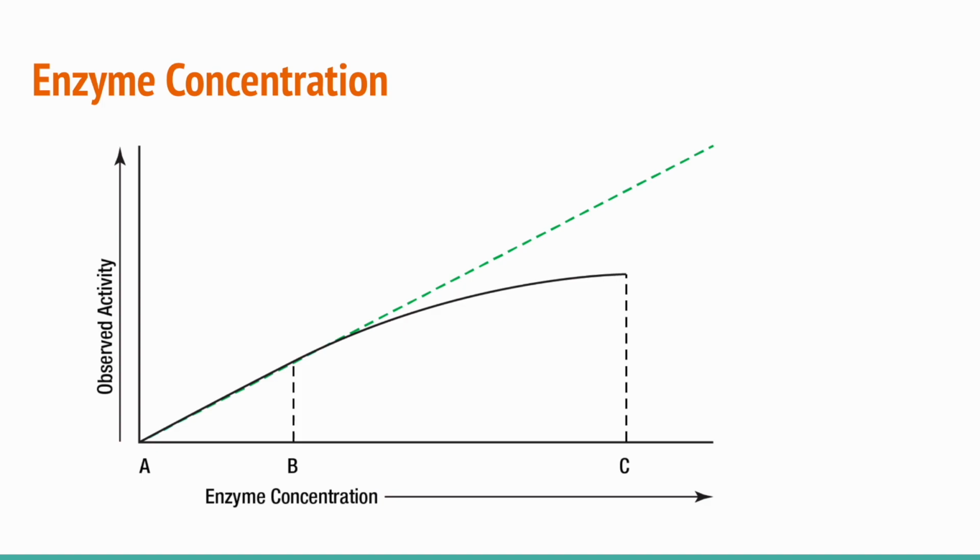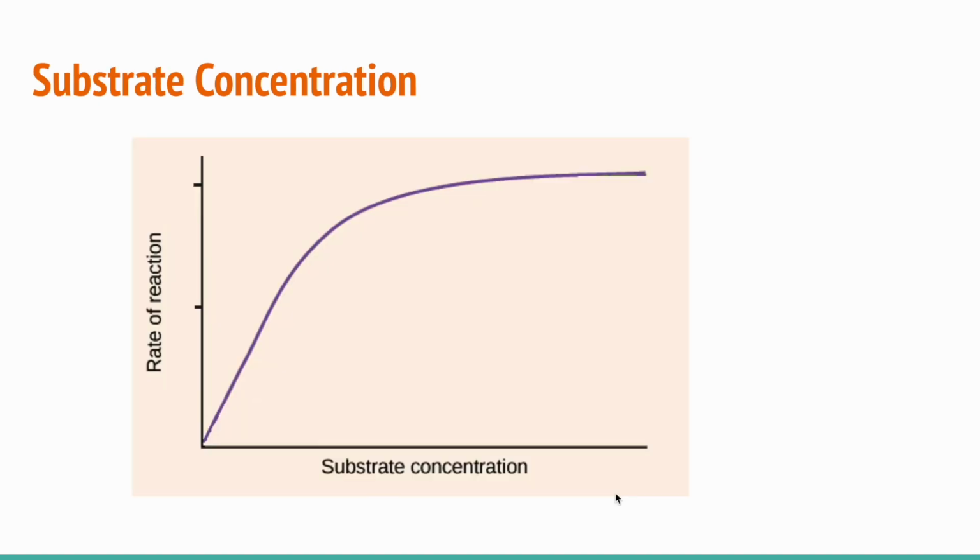Now, the dotted green line we see is a theoretical line if substrate concentration was continually increased. So if substrate concentration were, say, infinite, then as enzyme concentration increased, the rate of reaction would increase too. But obviously, in reality, substrate concentration isn't infinite. So what actually happens is a plateau forms, as we've just explained. Now, the next factor we can discuss is substrate concentration.